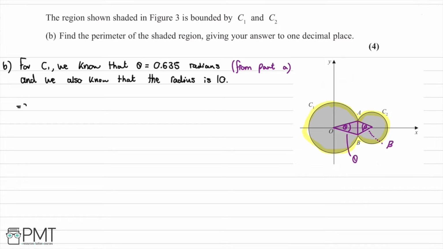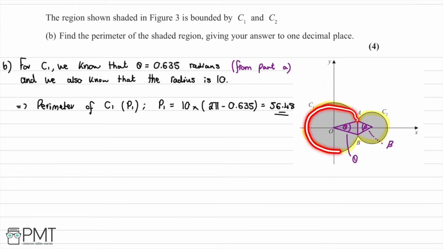So therefore, we can say that the perimeter of C1, and let's denote this as P1, is going to be the radius 10, and we're going to multiply that by the full number of radians in a circle, so we have 2 pi, and then we're going to subtract this angle theta, 0.635. We put this into our calculator, and this is equal to 56.48. So that's the perimeter from here all the way around to here.